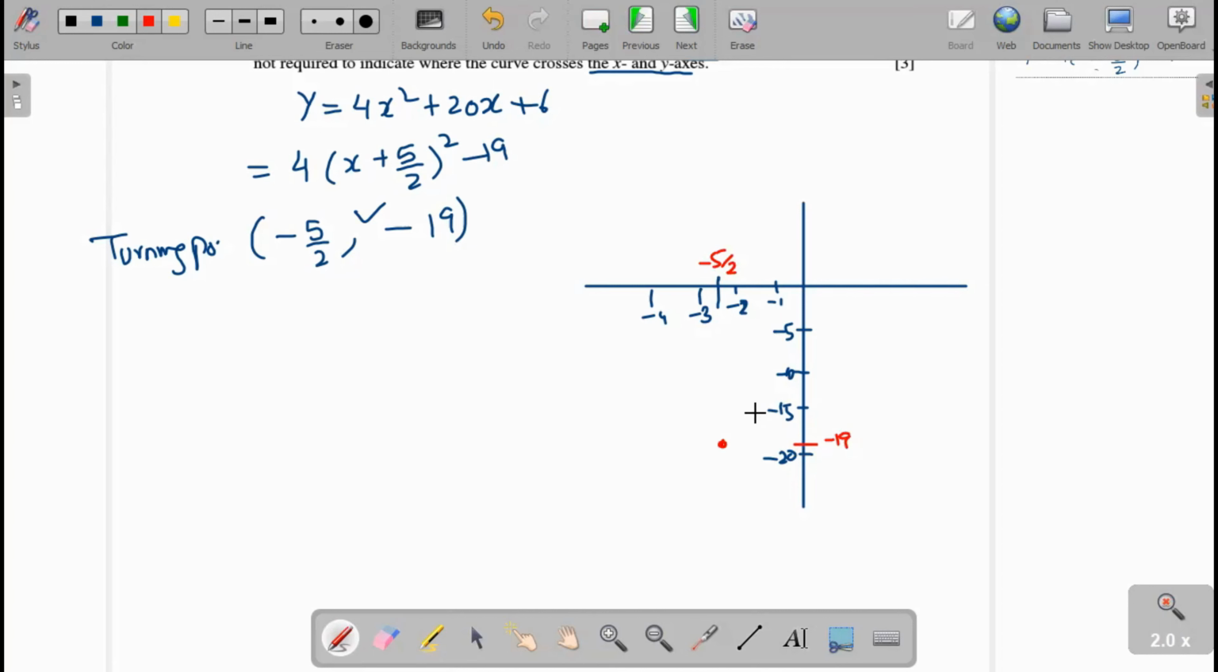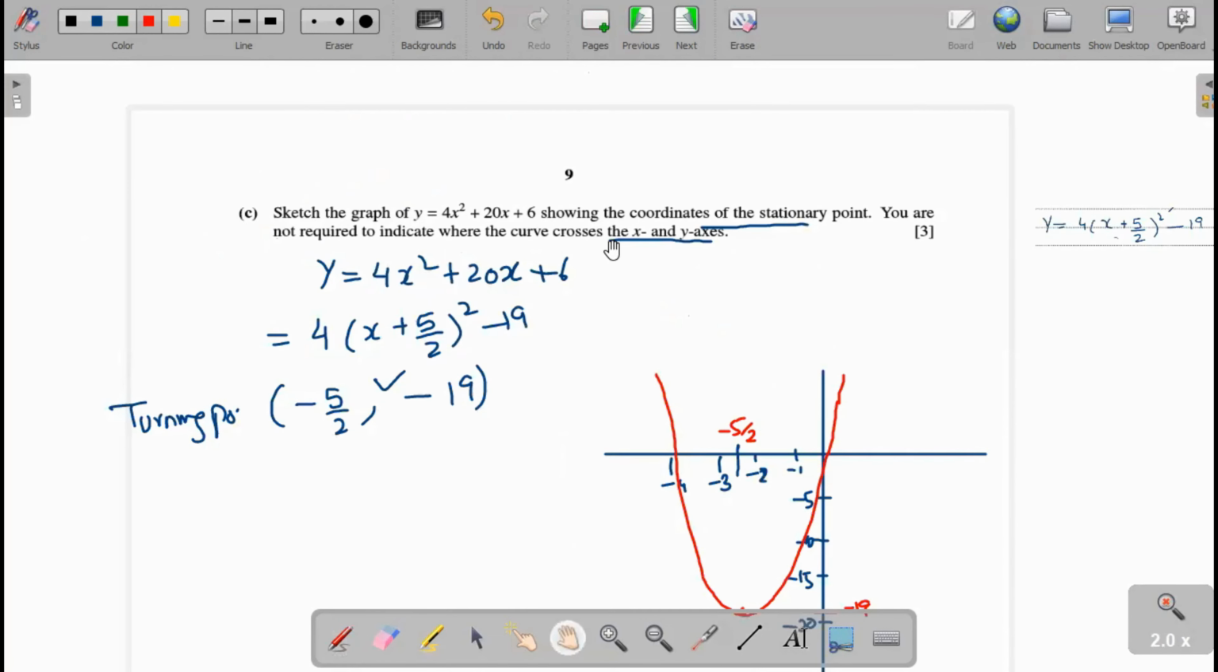Now the curve of this quadratic equation has a shape that opens upward because the coefficient is positive. And this is the graph of y equal to 4x squared plus 20x plus 6.